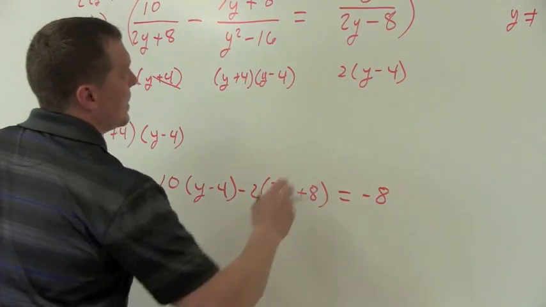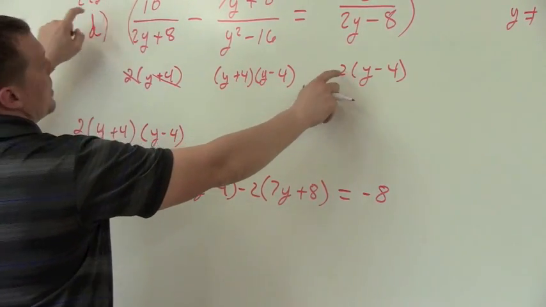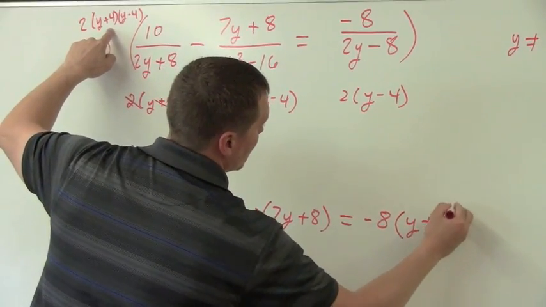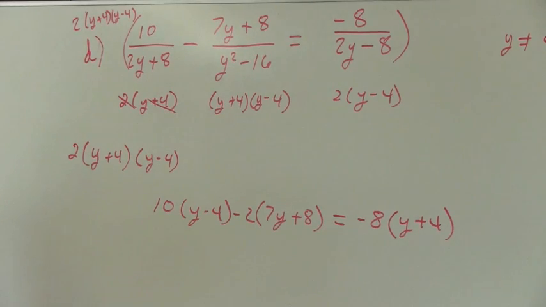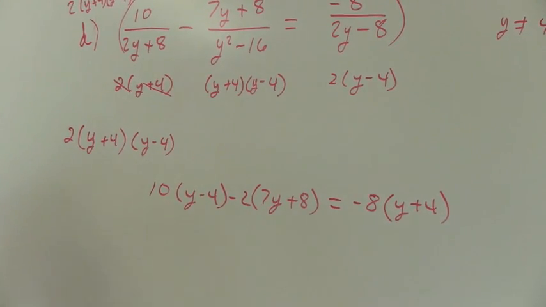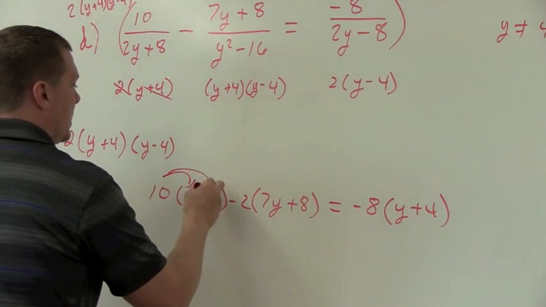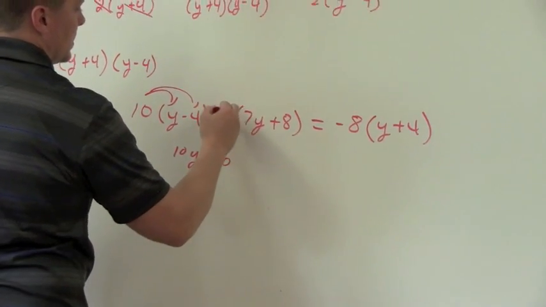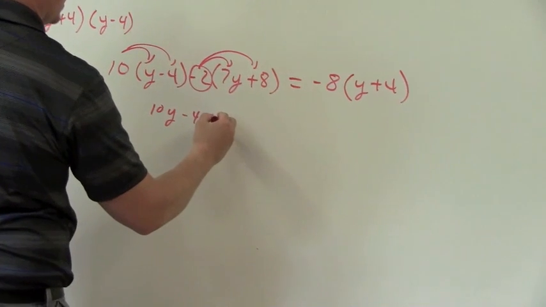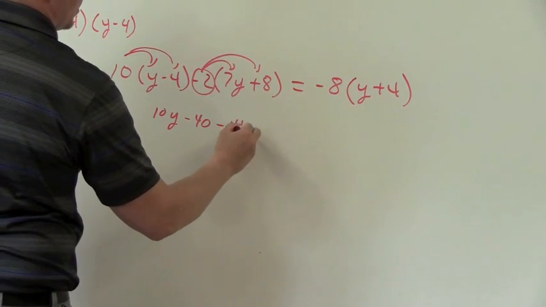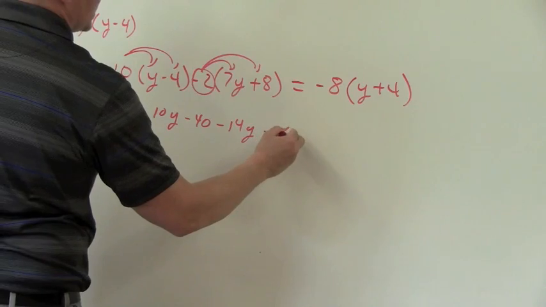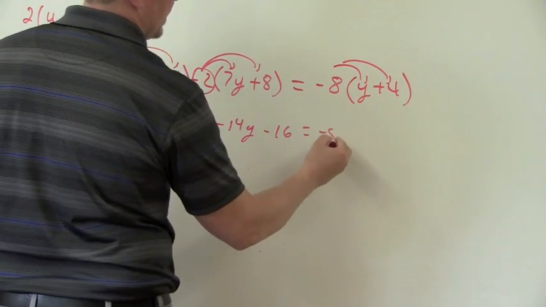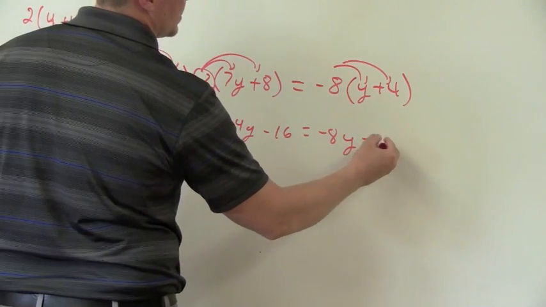negative 8. And then we have the y minus 4s, and we have the 2, so we need the y plus 4, I'm sorry. Y plus 4. So we plug that there. Now that we did that, we got rid of the denominators. All we got to do is some distributing here. So we get 10y minus 40. Distribute the negative sign inside here. We get negative 7y minus 8, distribute. That'd be negative 8y minus 32.